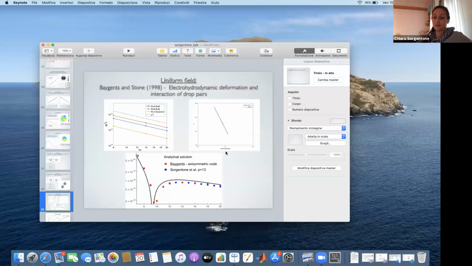No, we are still looking only at a single drop because we are trying to see the Quincke regime. So we are perturbing our charge distribution in order to see this rotation. But we are looking only at one drop for the moment. So I don't know for drop pairs yet.